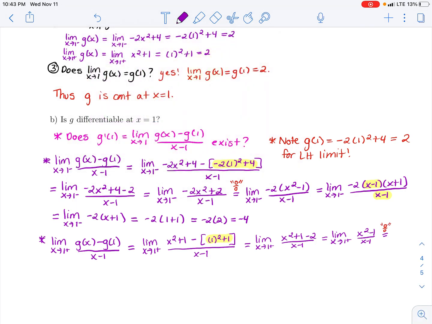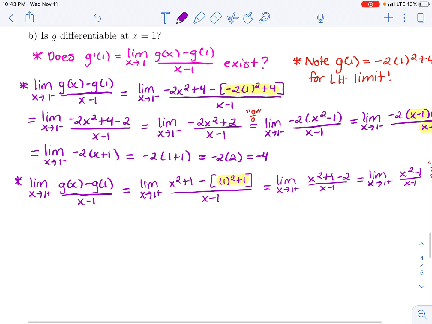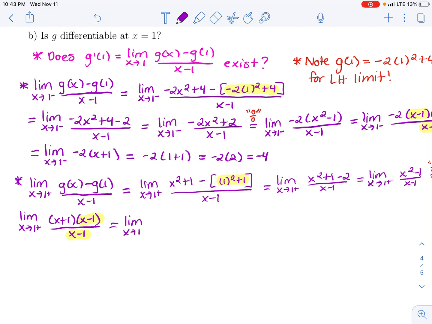And so now I'm going to factor. I get that this is the limit as x approaches 1 from the right of x plus 1 times x minus 1 over x minus 1. These x minus 1's cancel, and so this is equal to the limit as x approaches 1 from the right of x plus 1, which is equal to 1 plus 1, which is equal to 2.